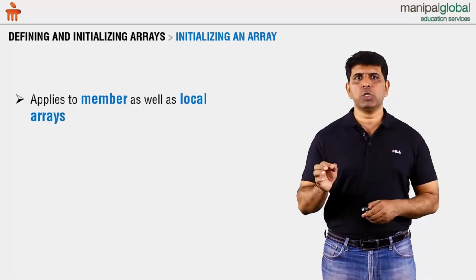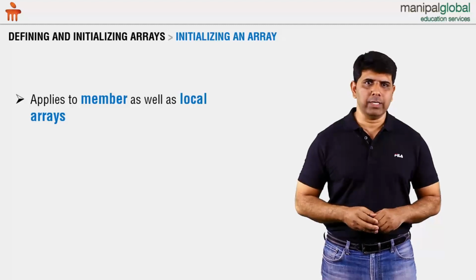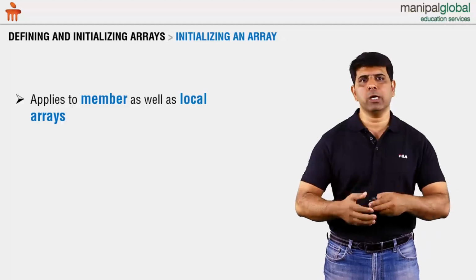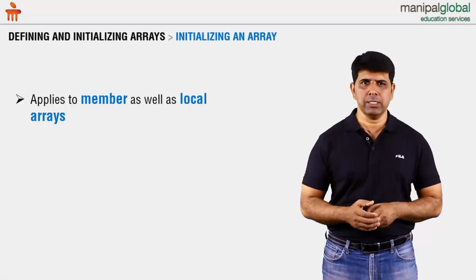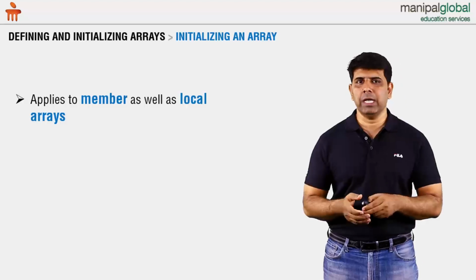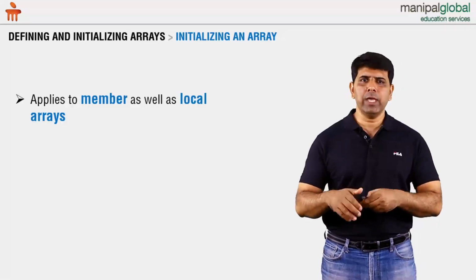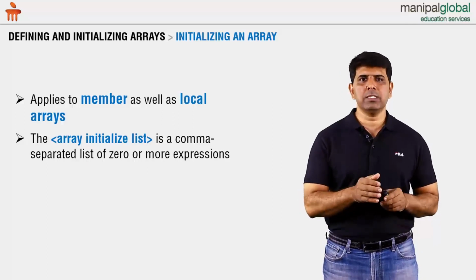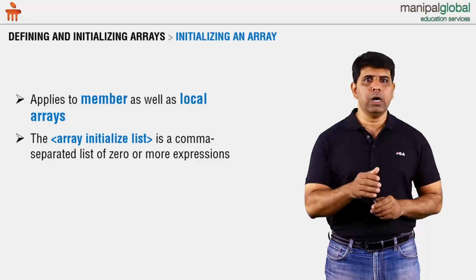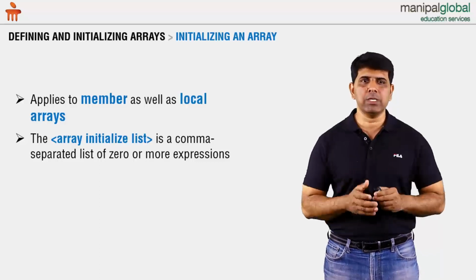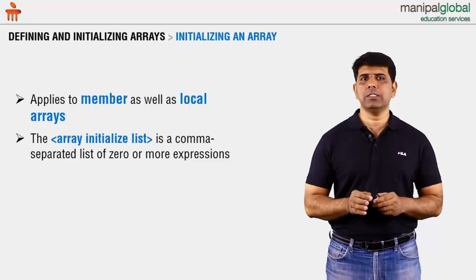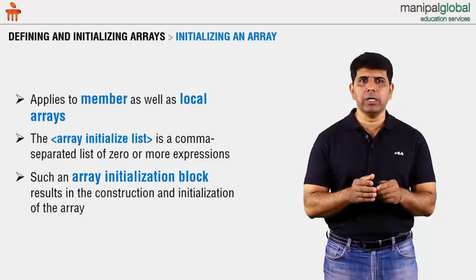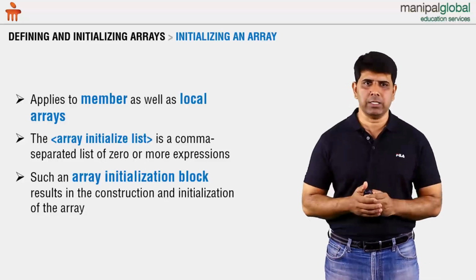Now this applies to members as well as local arrays, meaning if you have a class and inside that class you have an array variable, there also you can do a declaration as well as initialization. Or if you have a local variable in a function, then you can do that there also. The array initializer list is a series of comma separated values of 0 or more expressions. So you can just put an empty curly bracket, which is equivalent to a 0 sized array.